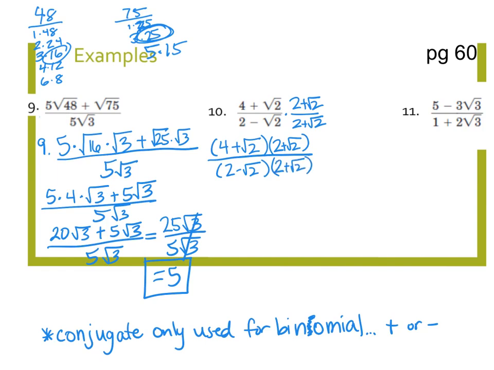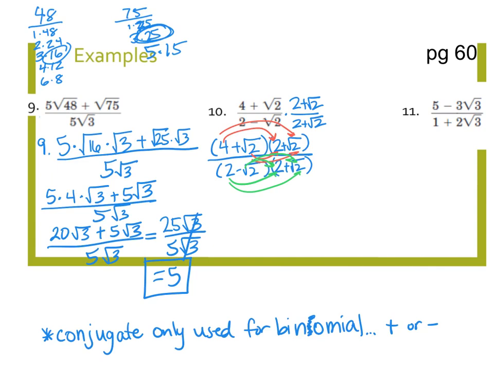I have to distribute. 4 times 2, 4 times square root of 2, square root of 2 times 2, and square root of 2 times the square root of 2. And same thing on the bottom. I have to distribute. And let's see what we get.